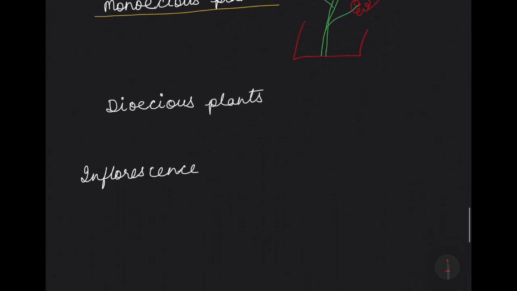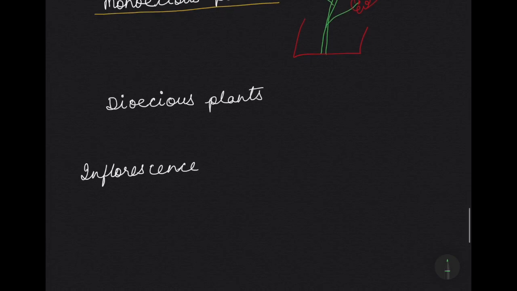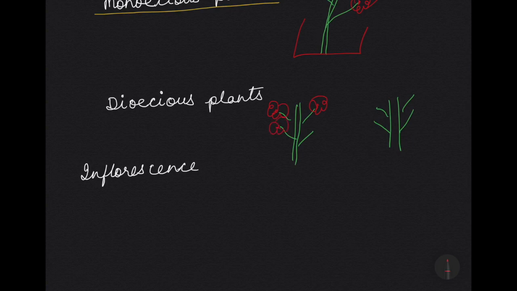Now the next type, I think you can guess, is the dioecious. Dioecious means two separate. This is one plant, and this is another plant. In one you'll find only the female flowers, that is the pistillate flowers. So you can see this is a female plant. All these are pistillate flowers. All female flowers are there, which do not have any androecium. And this other plant will have only the staminate flowers. That means it is a male plant. These flowers are all staminate flowers.